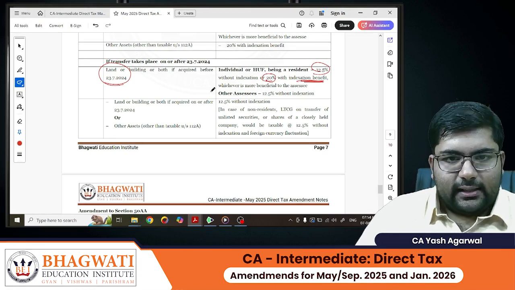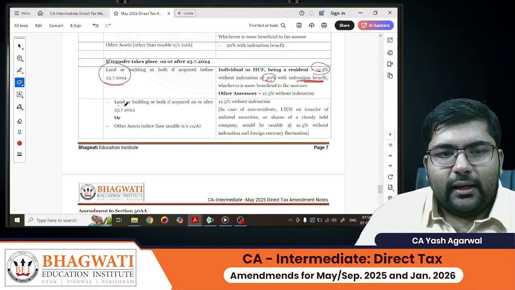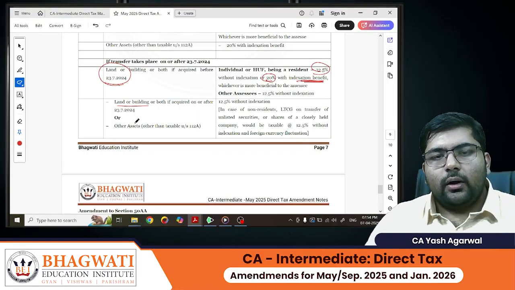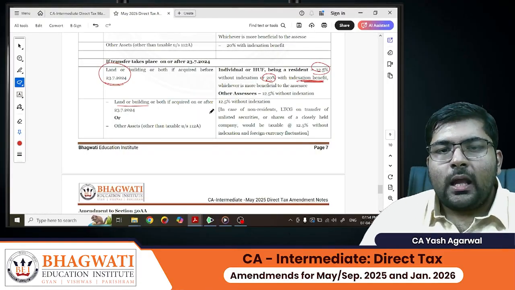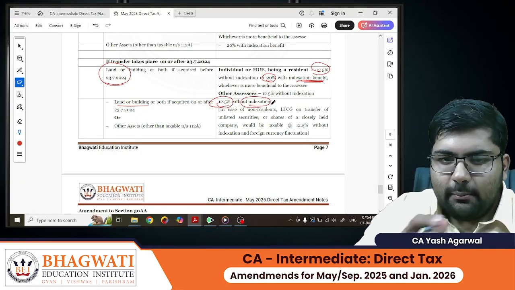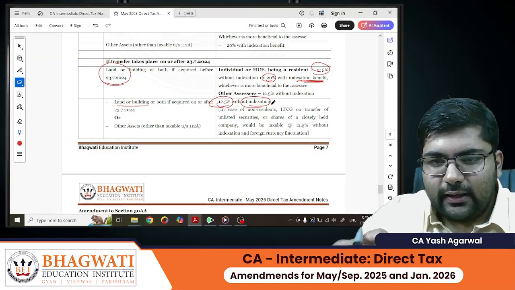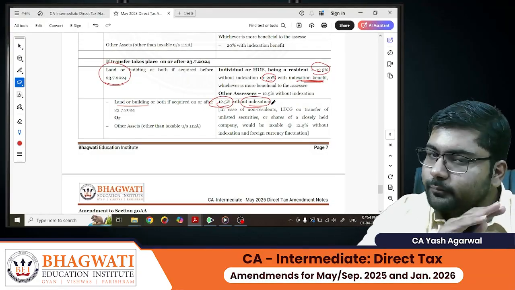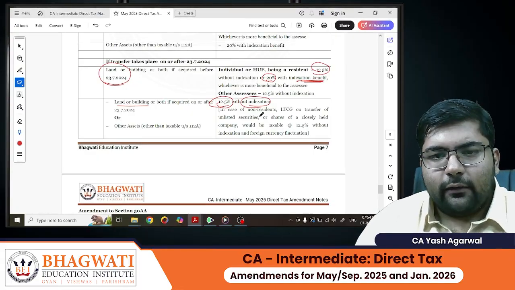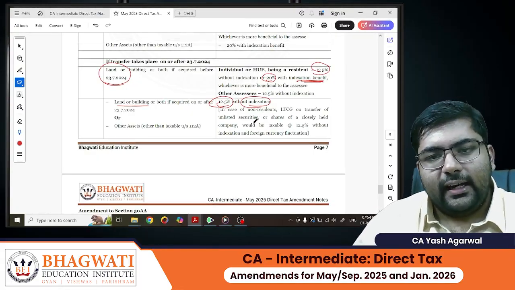For all other assets, any other asset, be it land or building acquired on or after 23rd July 2024, or any other asset not taxable under 112A, the rate of tax will be 12.5% without indexation. It doesn't matter when the asset was acquired, who is the transferee of the asset, or who is the transferor of the asset. None of these things would matter. The rate of tax will remain 12.5% without any indexation benefit.